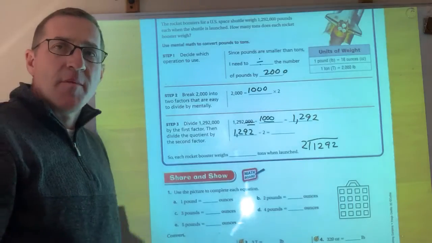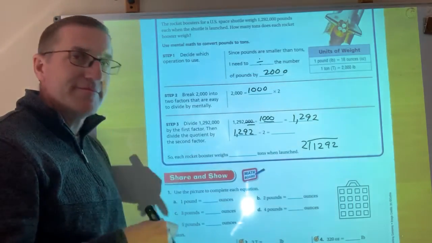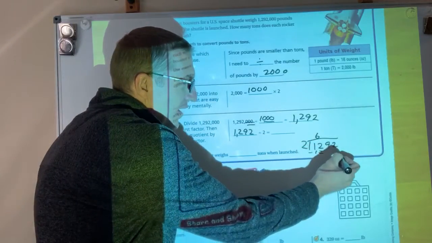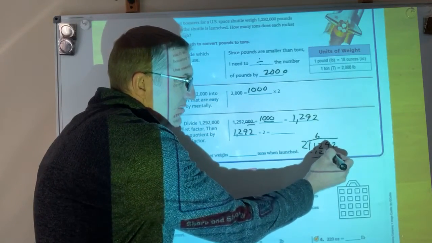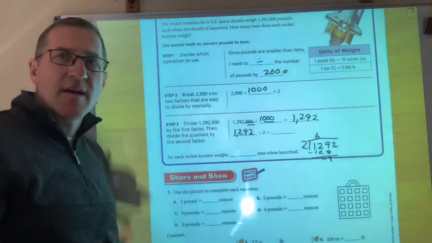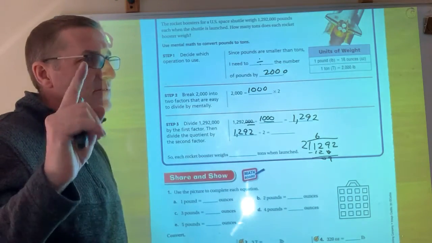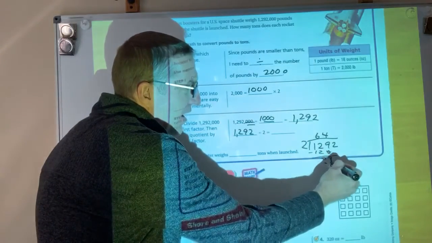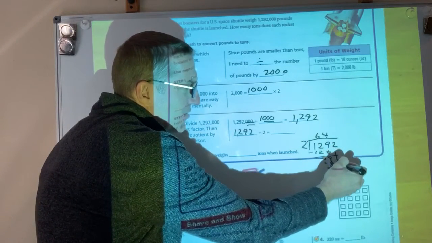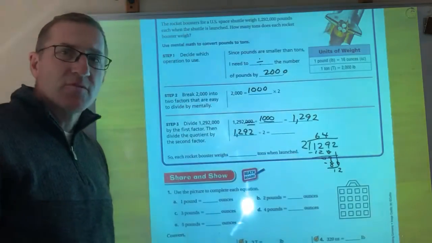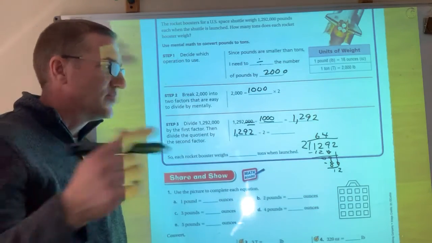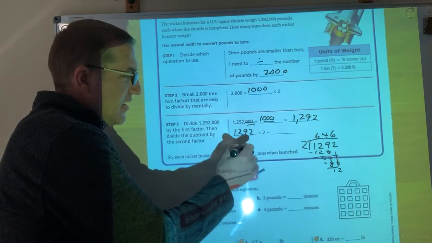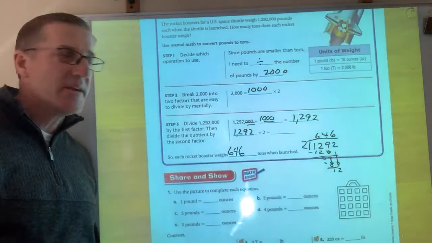So 1,292 divided by 2. How many 2's can I take from 12? 6. Minus 12, I got my 0. Bring down my 9. 2 goes into 9 how many times? 4, got it. Subtract my 8, I got 1. Bring down my last little 2 there. 2 goes into 12 again, how many times? 6. 646 tons. That is an incredibly heavy system there.